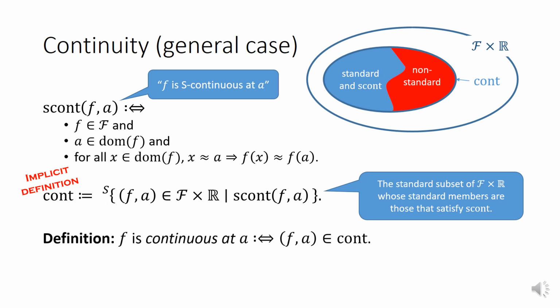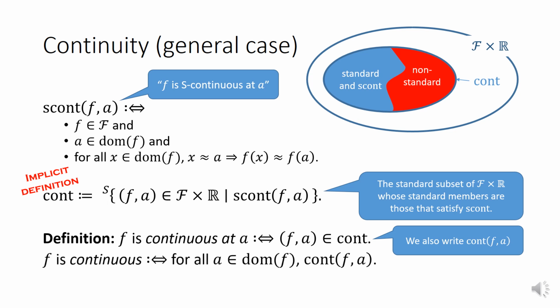We say that f is continuous at a if and only if the ordered pair f, a is a member of cont. In this case, we also write cont f, a. F is continuous means that f is continuous at each point of its domain.